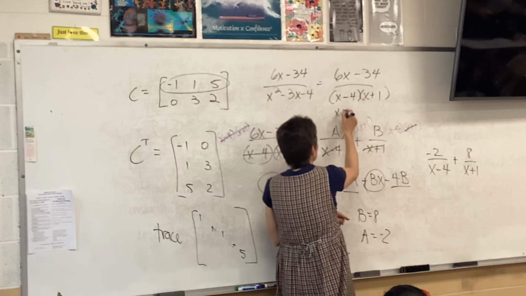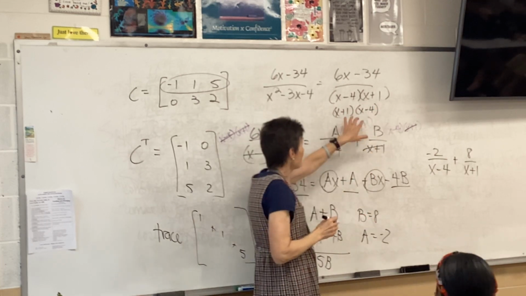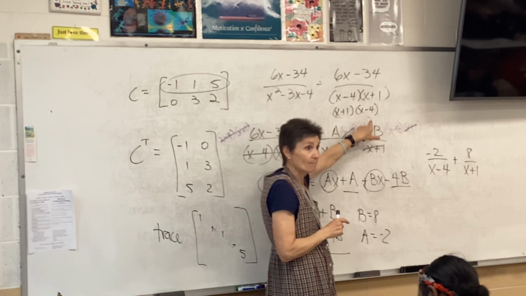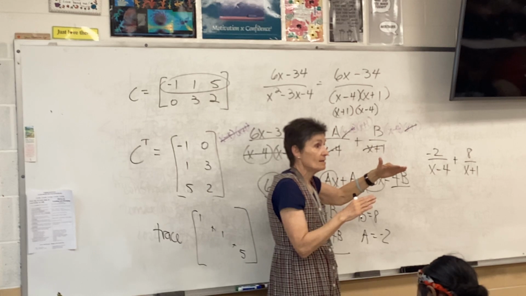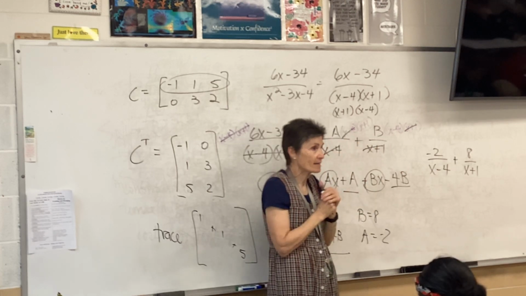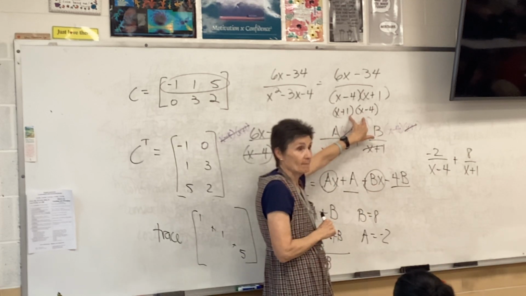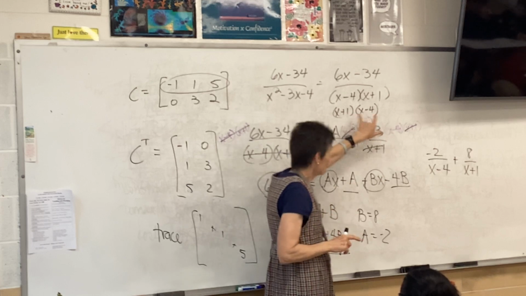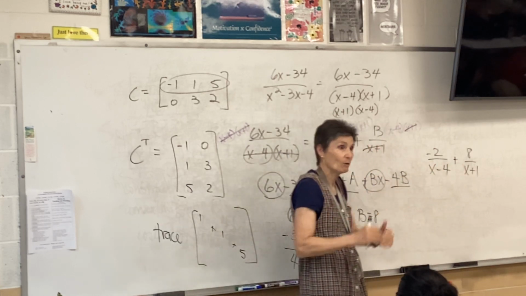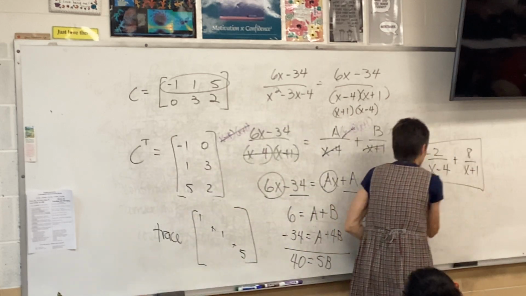Could I have factored it in this order? Yes, and if I did that, then I probably would have had A over this and B over this, which is perfectly okay. Because A and B aren't the answer, the actual fractions are the answer. So if you did it this way, your A and B are gonna be switched. But your fractions are gonna be correct. You're gonna have A over the right thing and B over the right thing. So please remember, this is your answer.